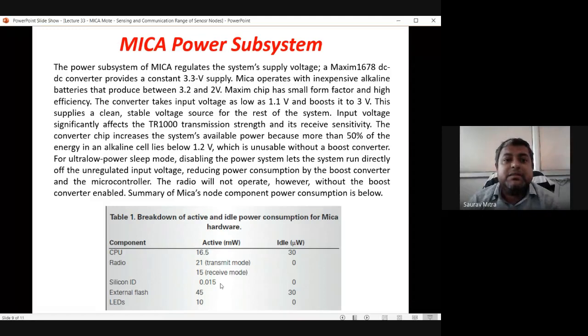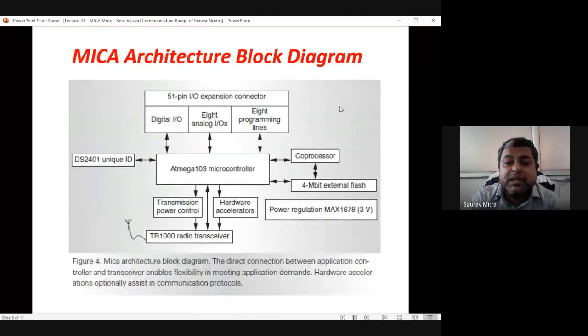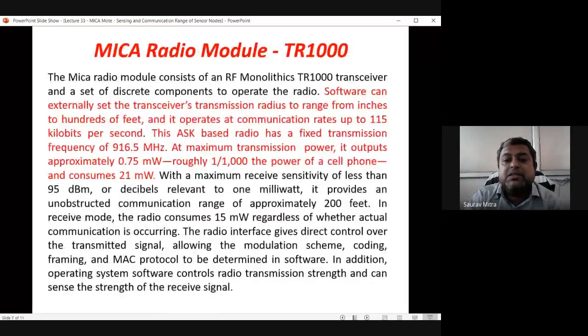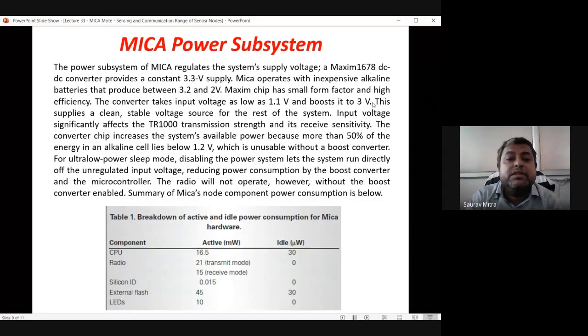So let us see the power subsystem of MICA, which regulates the system's supply voltage. The Maxim 1678, already explained previously, is a DC to DC converter. It provides a constant 3.3 volt supply. This is the Maxim 1678, which was shown in the diagram. Maxim is the name of the company. It is giving the 3.3 volt power to the microcontroller.